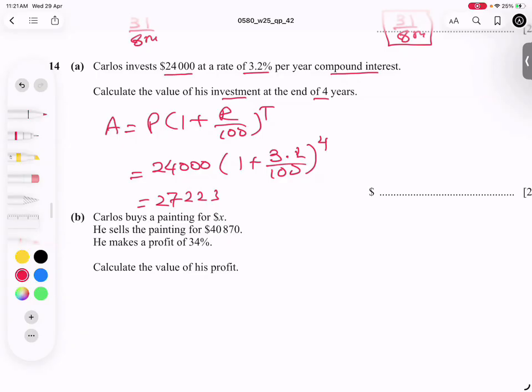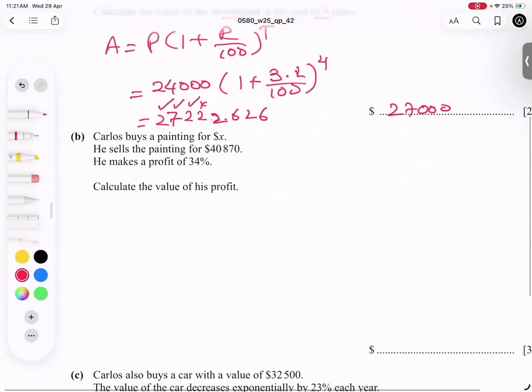So after this 2, here we have 2.626. Wait a minute, this is a 2. So when we round it, we have to write 3 SF. So 2 7 and triple zeros. 2 7 triple zeros. They say okay, the worth after 4 years. I think this idea is clear. Next part. So Carlos buys a painting X. So he sells the painting. This is a sale price.